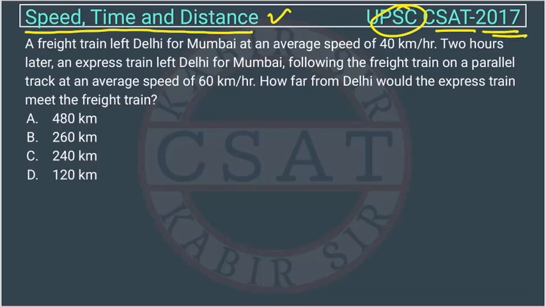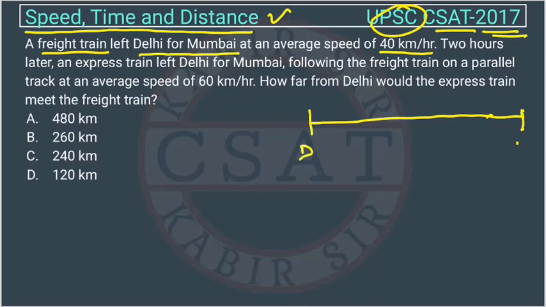This is a question from the Speed, Time and Distance chapter, asked by UPSC in the CSAT paper of 2017. This is a good question. A freight train left Delhi for Mumbai at an average speed of 40 km per hour, right? Freight train means goods train. So this is Delhi and this is Mumbai. The goods train left from here at a speed of 40 km per hour.